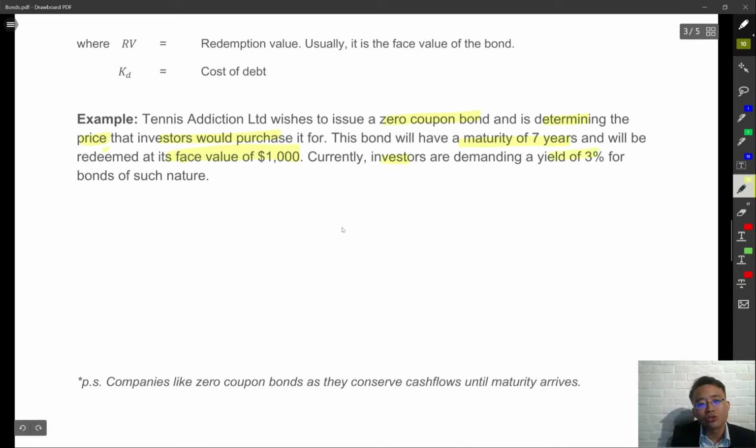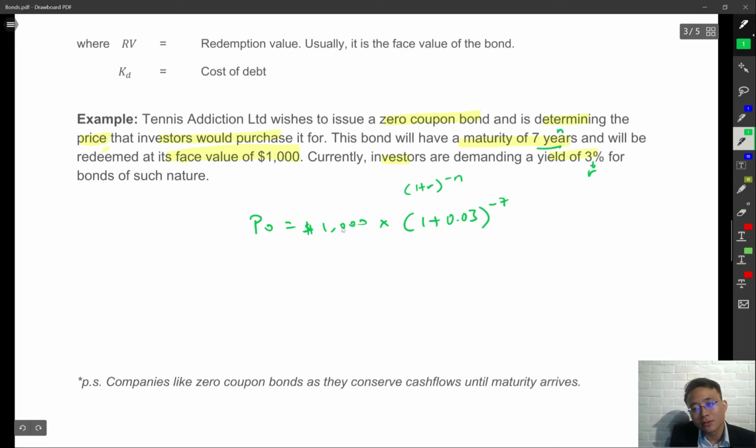Investors are demanding 3%. All I have to do to find the price of the bond or the value of the bond, put the redemption value, $1,000, and get the discounting in. Find its present value, right? 1 plus, you could put 1 plus R or 1 plus KD, they are both the same. 1 plus R, 3% is your R. You notice here, 3%. Minus 7 years is your N, right? So this is your N. Unbelievably easy, right?